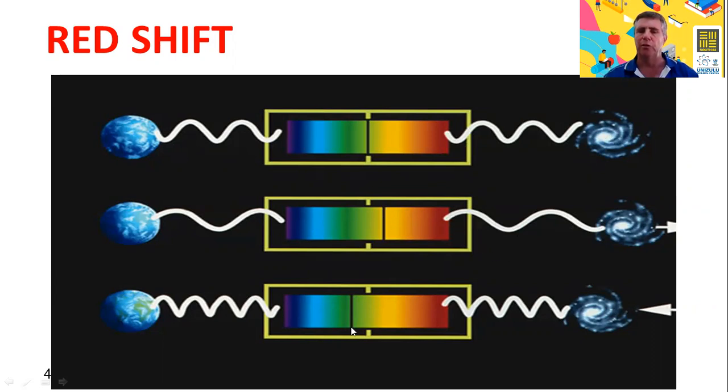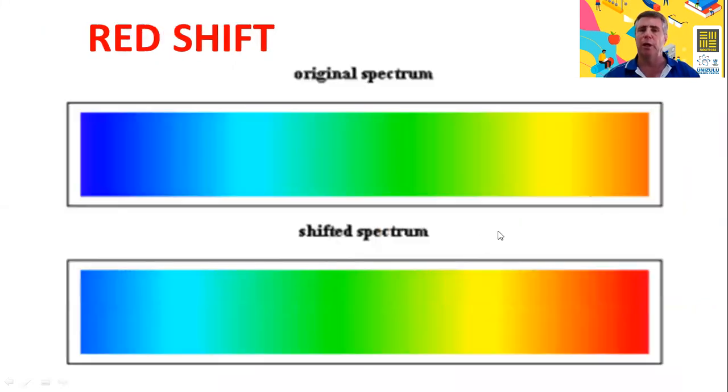If it was approaching us, we'd see it blue shifted. So here's another way of looking at it. This is what the spectrum would look like from the sun, a normal rainbow. But when we look at distant stars, we actually see something which looks like the bottom picture. Now that tells us it's red shifted, and that tells us they are moving apart from us.